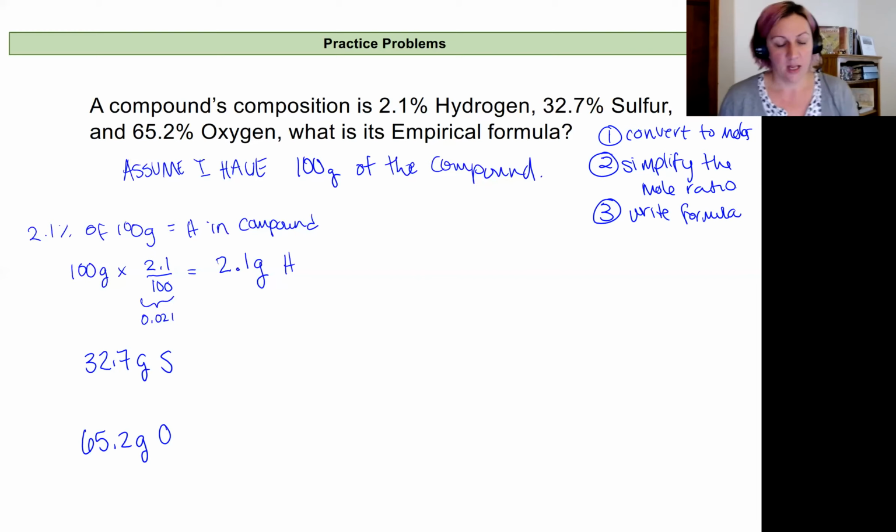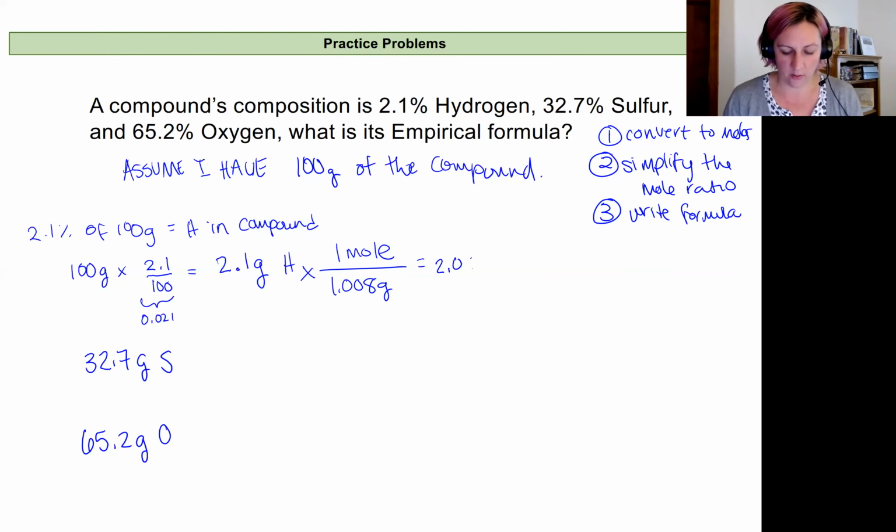So let's do that. I've got my 2.1 grams of hydrogen. I'm going to convert that into moles by multiplying by 1 mole and dividing by the molar mass in grams. And that is going to be 1.008 grams, and that's just coming off my periodic table. And when I do that, I get a value that is 2.0833 moles. I'm really looking at 2 significant figures here, but I'm going to keep all my digits for now and just underline my sig fig. I'm going to probably be rounding to 1 anyway, right? So it won't matter as much here, but I'll do it for the practice.